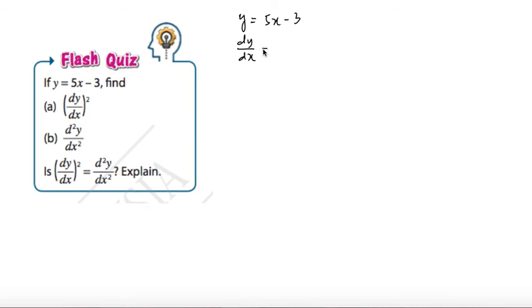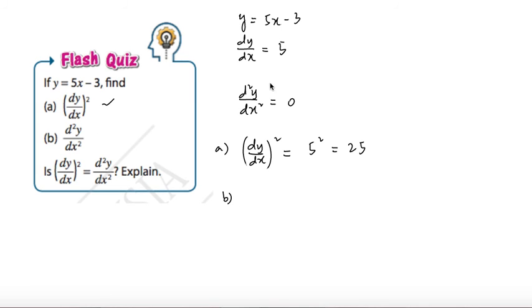dy dx equals to 5. Now d2y dx squared equals to 0, because it's constant. Now for A, dy dx power 2. dy dx is 5. 5 power 2, 25. Done for A. B, d2y dx2 is 0. Okay, d2y dx2 equals to 0. Done.